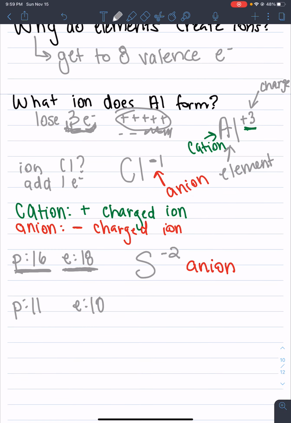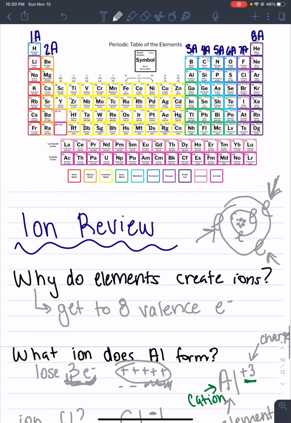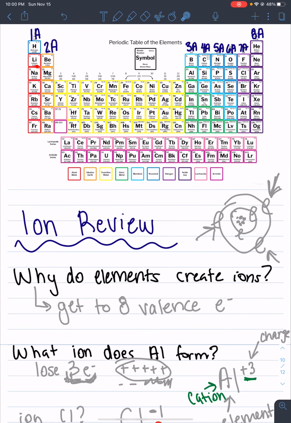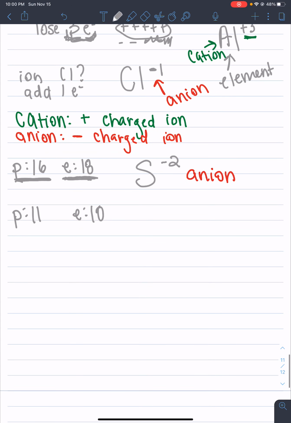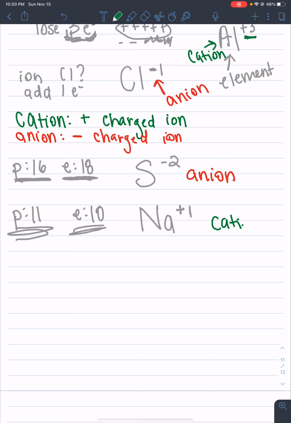All right, I'll show you how you do it. So we find 11 protons. That's going to be right here, 11, that's Na. So that is what our symbol is going to be, Na. And then, since it has more positives than negatives, it's going to have a positive charge, and it's going to be a +1 charge because it is just 1 extra proton. And this one is going to be a cation.